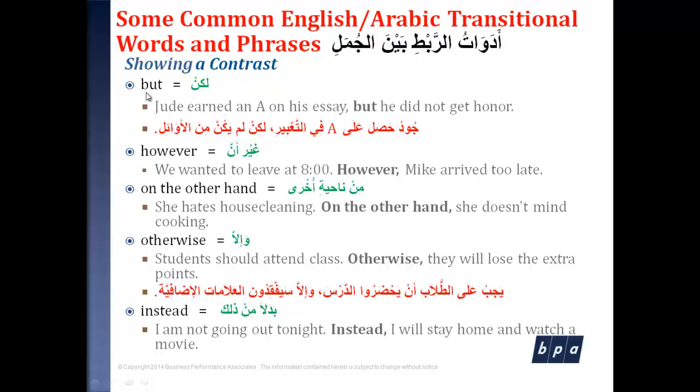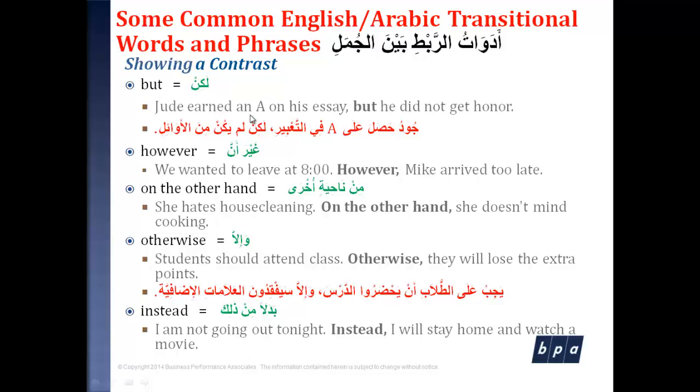In this case, we were focusing on a few of them. But, لكن, however, غير أن. On the other hand, من ناحية أخرى. Otherwise, وإلا. Instead, بدلا من ذلك. We'll go back to but, and we'll put that in a sentence.